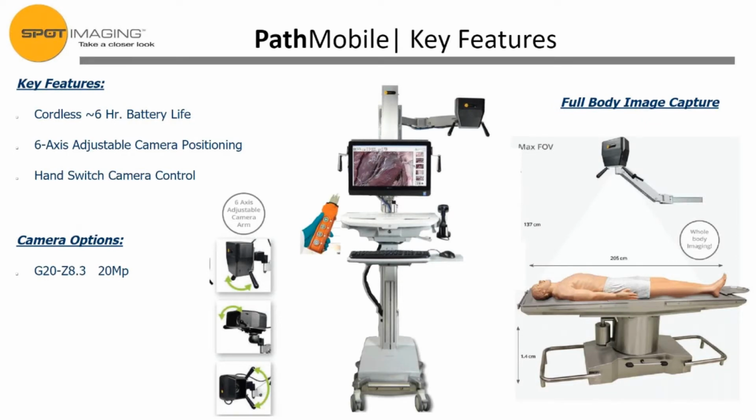Lastly is the PathMobile. Key features on the PathMobile is that it's a cordless, battery-operated system so that you're not tripping over cords. Gives you about 6 hours of battery life. The next thing is its arm is very adjustable, both on height as well as tilting the camera head in any direction. So you can shoot down, you can shoot sideways, and you can even shoot up if you need to. That camera is only the G20 at this time, and we can talk about that a little bit later.